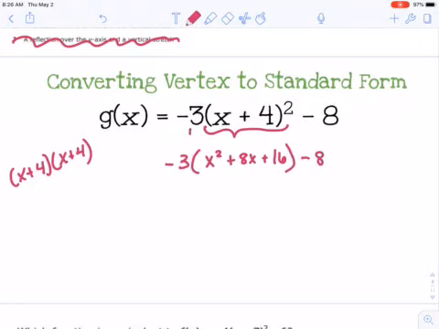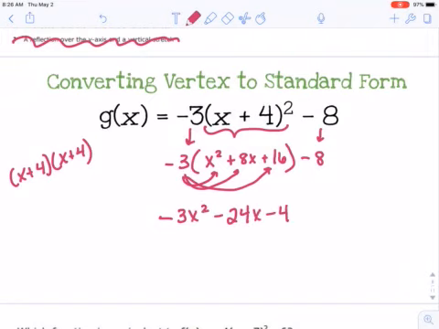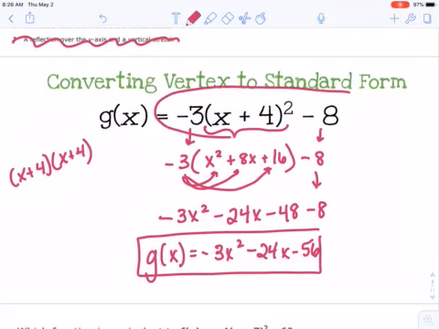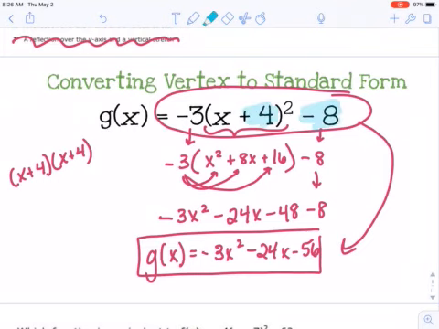But then I'm going to bring down that negative 3 and the negative 8 because I haven't dealt with those yet. So now I want to distribute the negative 3 into everything. So negative 3x squared minus 24x minus 48. Bring down your negative 8. Now I can combine like terms. So g of x is equal to negative 3x squared minus 24x minus 56. So we converted it from vertex form up here down to standard form down there. Okay, and just as a little reminder, remember that this 4 and negative 8, those are the coordinates of the vertex. And this negative 4 is going to be the line of symmetry.